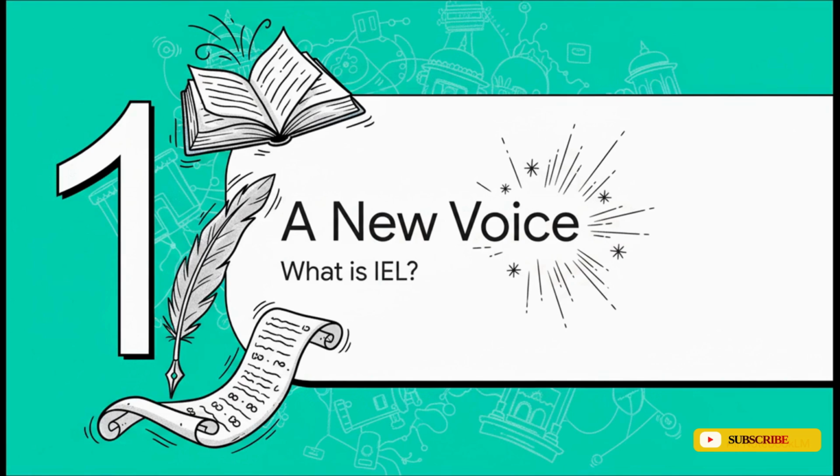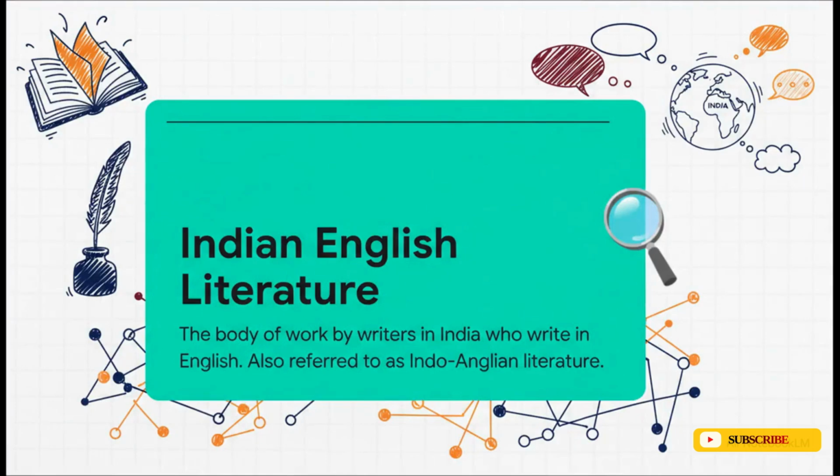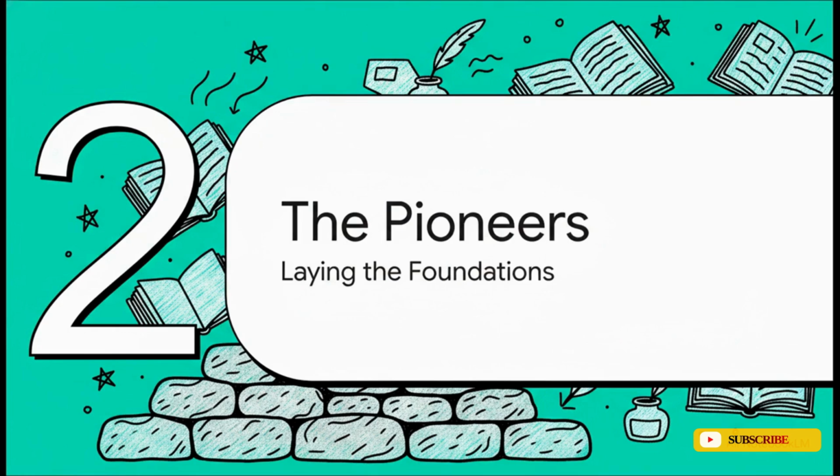What exactly are we talking about when we say Indian English literature? How did this unique tradition, this powerful new awaz or voice, even come to be? Well, it's actually pretty simple. It's the huge body of work written by Indians, but in the English language. You might also hear it called Indo-Anglian literature, but here's the most important part. This is all about Indians telling their own stories, their apni kahani, in a language that, over many years, they completely made their own. It's a voice that is proudly Indian, yet speaks to the entire world. Okay, so let's see how it all began to take shape.